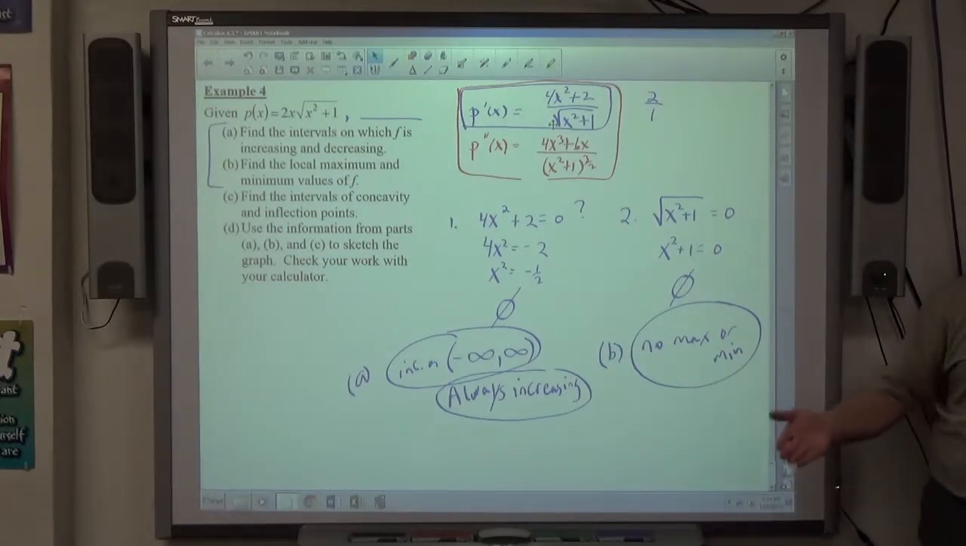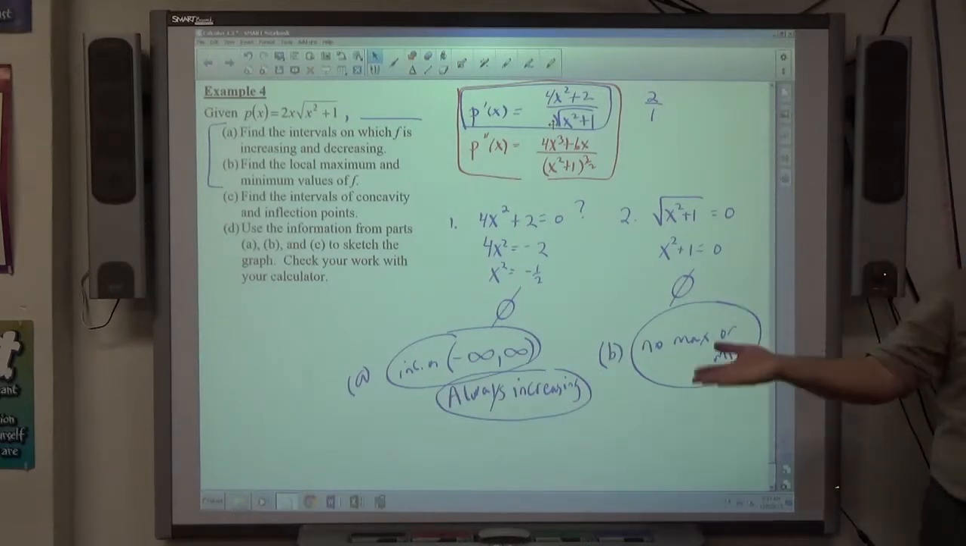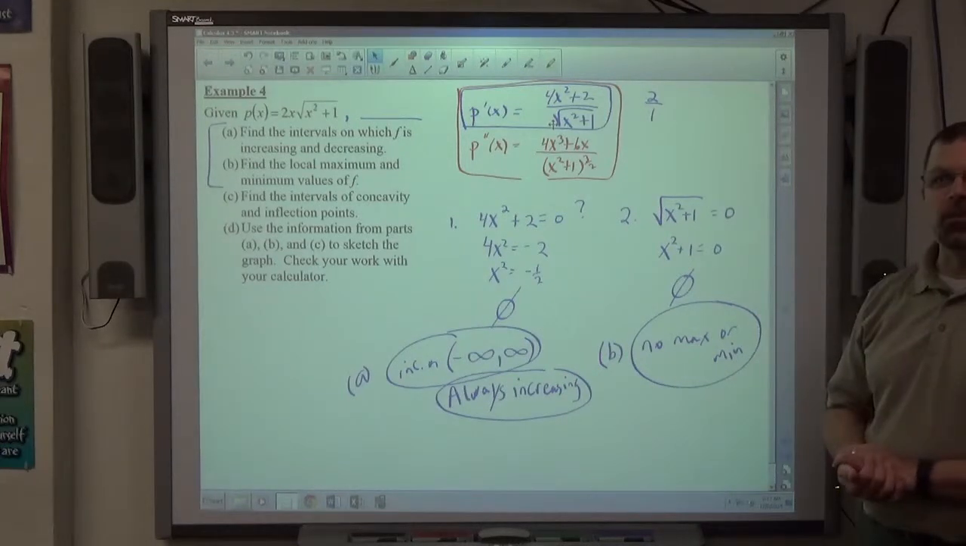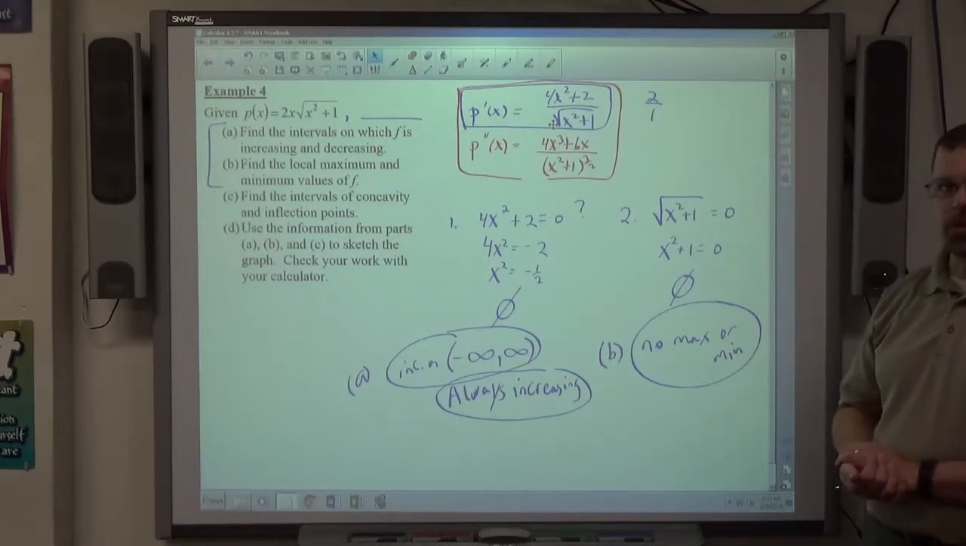Maximums happen when you go up and then you start going back down. Minimums happen when you go down and start going back up. If you always go up and never go down, you never hit anything. I'm assuming the bottom of the graph is negative infinity, the top is positive infinity. I don't know what that is, so I can't make it become something. All right. Hopefully the second derivative gives us more information. Is everybody okay with all the first derivative stuff there?